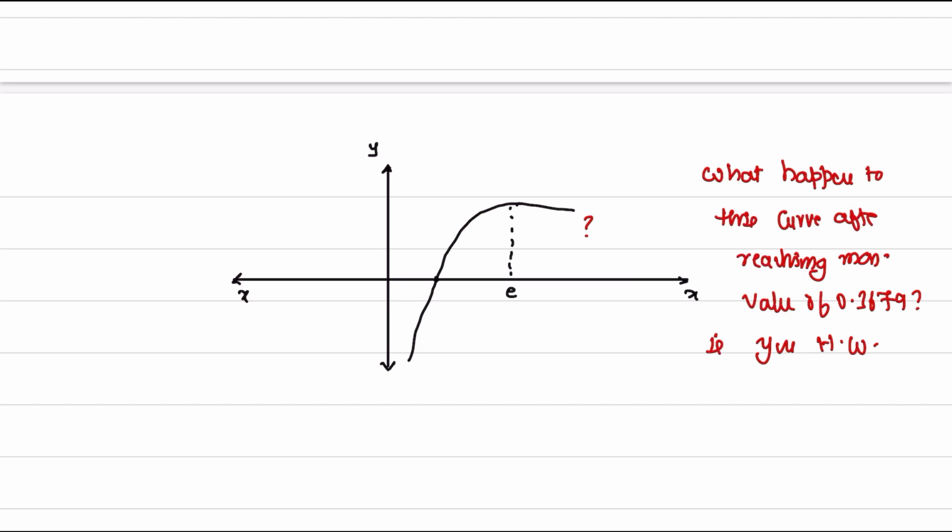Please remember, ln x by x can never be equal to 1. The graph of 1 is here, y is equal to 1. Here the maximum value of ln x by x is 0.3679. It is not to the scale. e is equal to 2.718. This is the answer for the question.